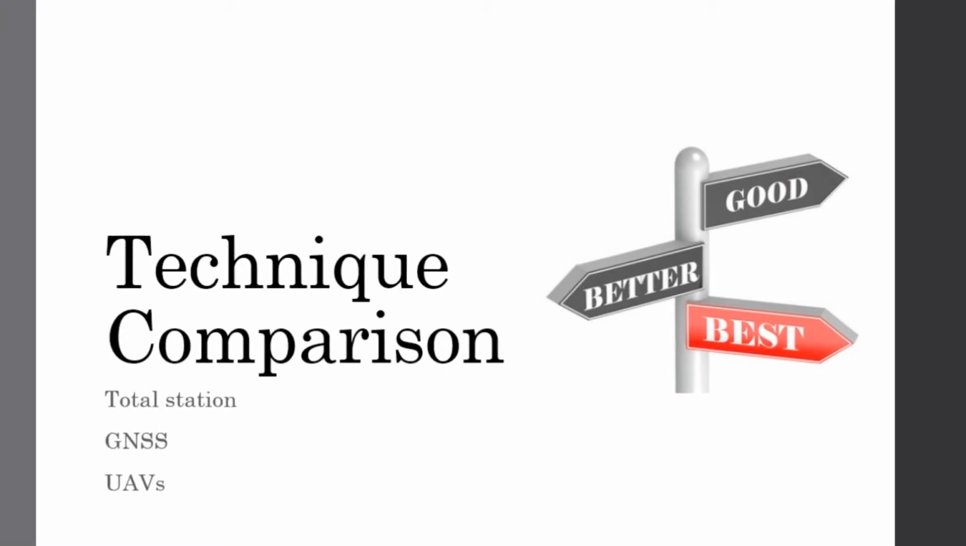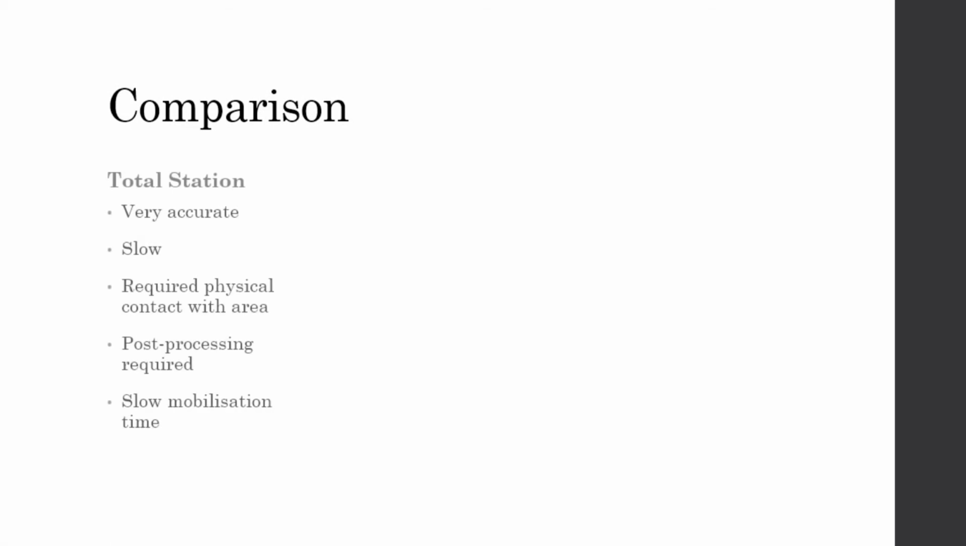The traditional method of total station surveying is very accurate, achieving sub 5mm accuracies. However, it can be very slow due to extensive setup work required. Physical contact with the area is also a must and can be detrimental for volume determinations. Post-processing is also required and slow mobilization time is a contributing factor.